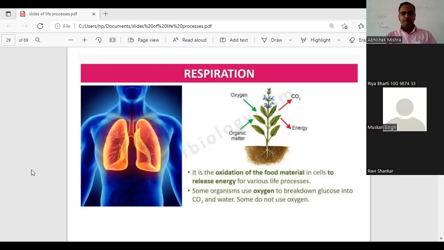So here the food material will be broken down, and some organisms use oxygen to break down the food, that is glucose, into CO2 and water, and some do not use oxygen. So the type of respiration in which oxygen is used up is called aerobic respiration, and the type of respiration in which oxygen is not used up is called anaerobic respiration.